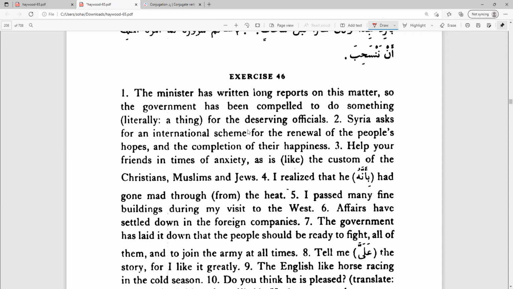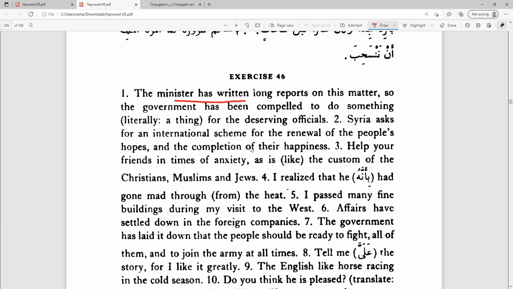Yes, sir. You want to start? The minister has written long reports. So minister has written. How do you say that? Are you there? Yeah, she dropped. You want to do this?